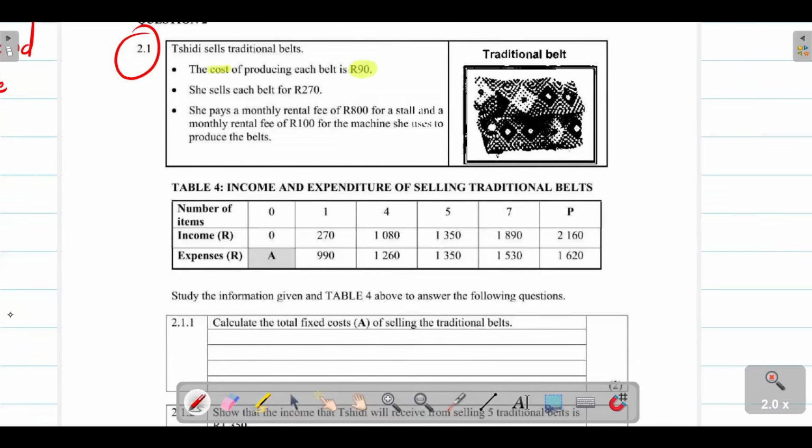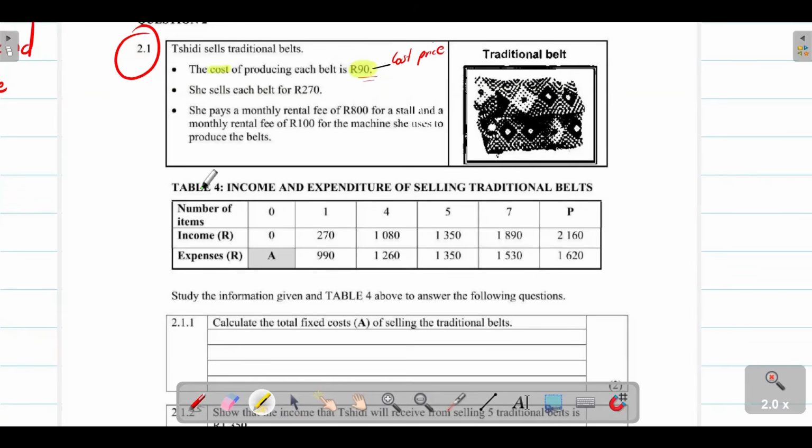It's not the rate. Isn't it just the price for one belt? But what price? Remember, one is the selling price, the other is the cost price. So here we're given the cost price. And they're telling us that the cost price is 90 rand for one belt.